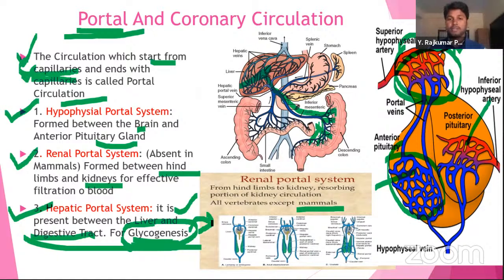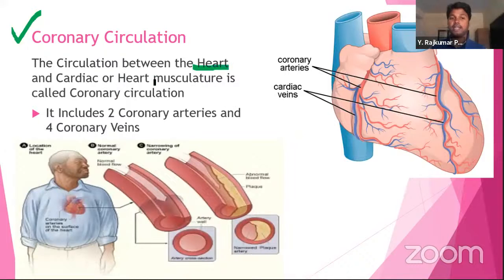Okay. Next, coronary circulation. It is the circulation between the heart and muscles of the heart. Here in the picture, you can see there is a heart and there are vessels.